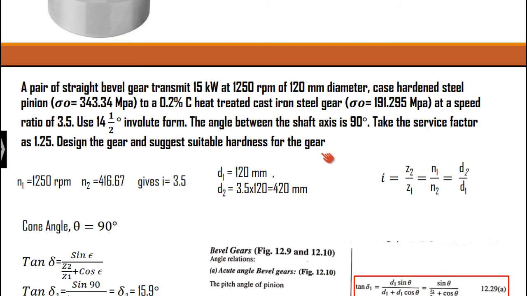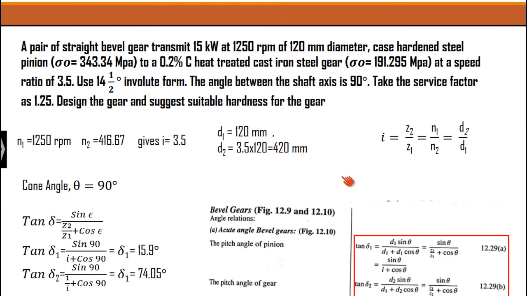The angle between the shaft axes is 90 degrees. Take the service factor as 1.25. Design the gear and suggest the suitable hardness. This is a very familiar question.